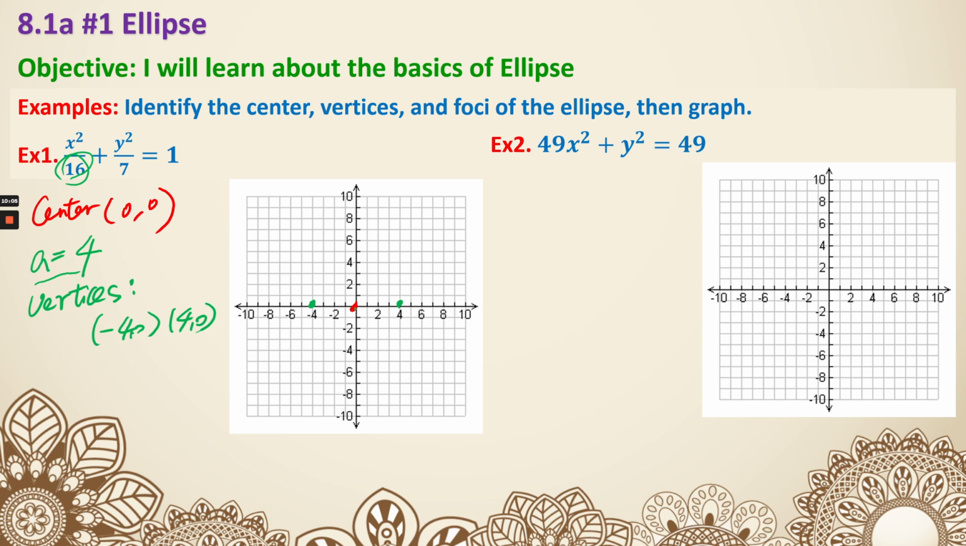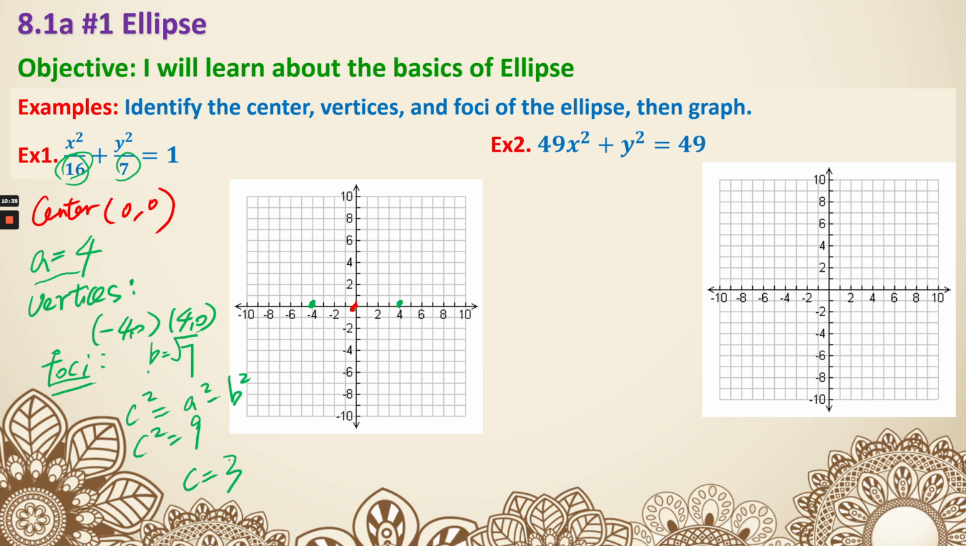Next, I'm going to find my foci. But in order to find my foci, of course, I'm going to need to find my b first. My b is from the other number under y, which is square root of 7. So to find the foci, the relationship is c squared equals a squared minus b squared. So in that case, c squared equals 4 squared, which is 16, minus 7 is a 9. So my c would actually be a 3.